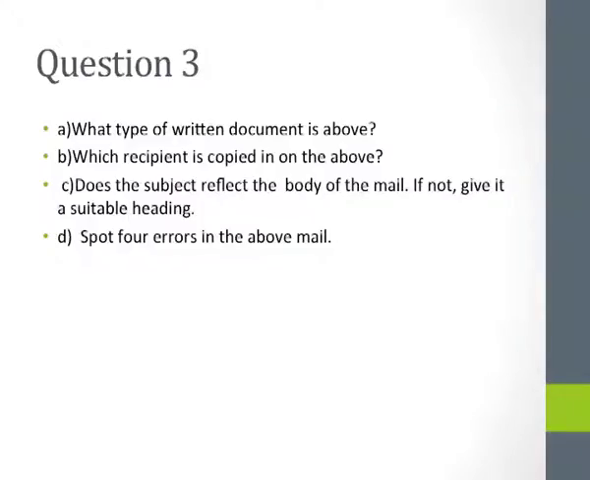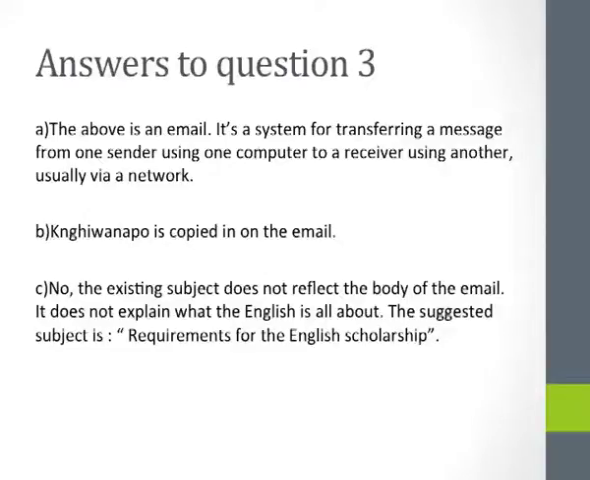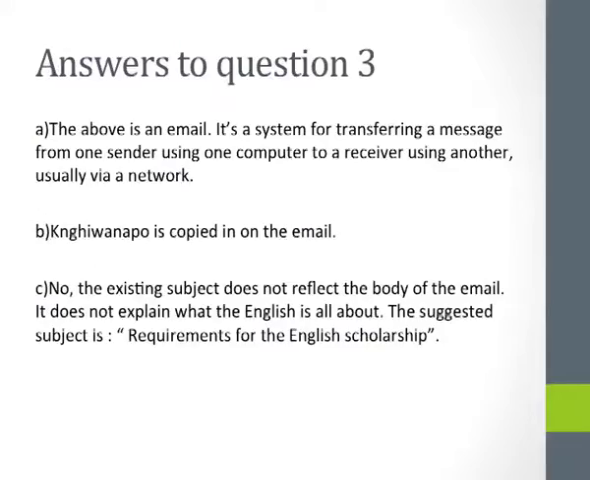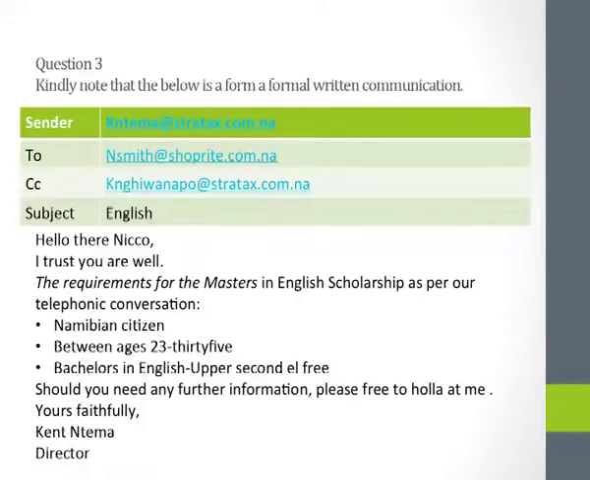What type of written communication is above? As just mentioned now, the above communication is an email. It's a system for transferring a message from one sender using one computer to a receiver using another, usually via a network. Question B, which recipient is copied in on the above? Kenyu Anapo is copied in on the above. As you can see there, Kenyu Anapo is CC'd. It's that part where it says CC'd. That's who has been copied in, which is Kenyu Anapo.